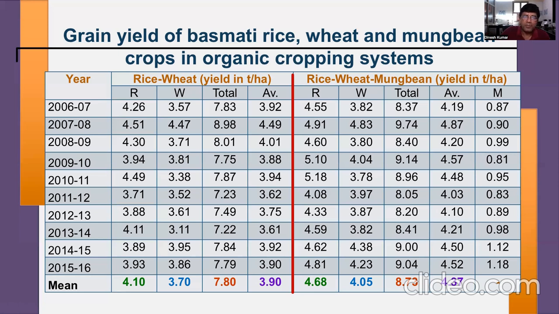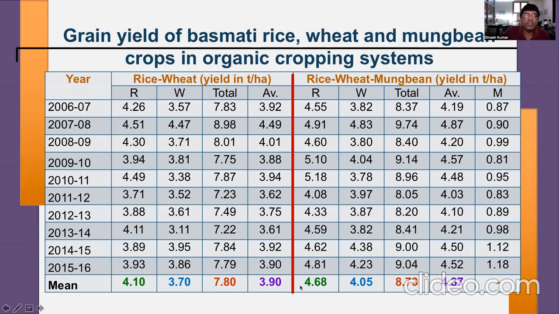We also tested some nutrient sources in this case: farmyard manure, vermicompost, crop residues and biofertilizer. We found that overall, farmyard manure plus crop residues plus biofertilizer, these three elements, should be integrated to supply nutrients in rice-wheat and rice-wheat-mung bean cropping systems. And you need to add a smaller quantity of manures in the rice-wheat-mung bean system than in the rice-wheat system. So these were the major conclusions of the study.